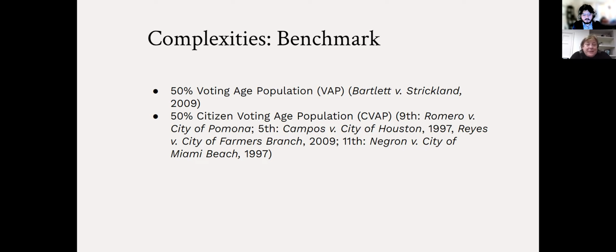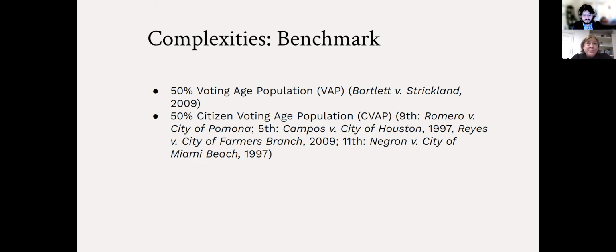The second complication is, what does a majority mean? And Bartlett answered that for us by telling us it meant 50% of the voting age population, at least the Black voting age population in this North Carolina case. And again, in other jurisdictions, we know that it's 50% of the citizen voting age population.